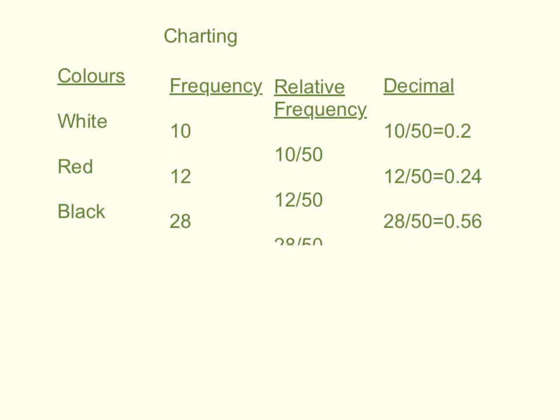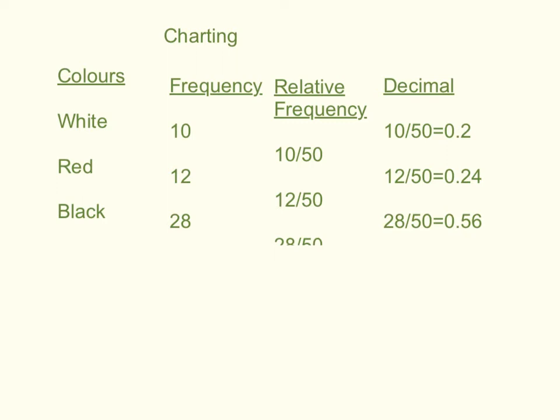The next column is titled relative frequency. Relative frequency is the number of students who chose that selection out of the total number of students asked. So we asked the students in the pod this question, that's why it's out of 50, and you can see that the frequency is then out of the total number of students asked. So the relative frequency of students who liked white t-shirts is 10 out of 50.